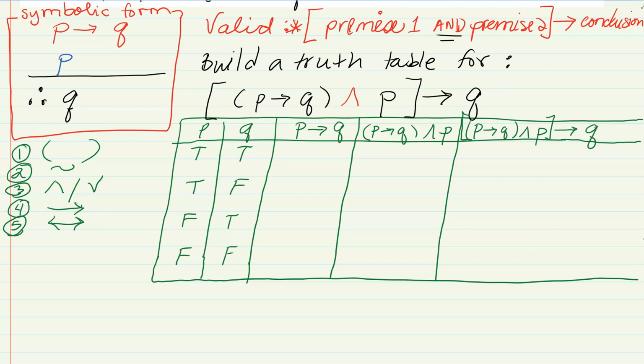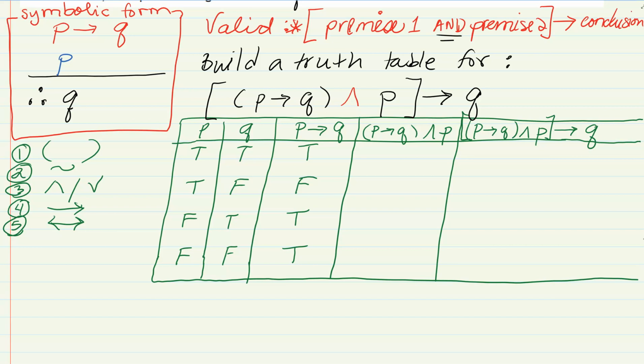Now let's fill in this table of truth values. True implies true is true. True implies false is false, because if the hypothesis happened and the conclusion did not, the conditional statement is false. And false implies anything is true. If the hypothesis did not happen, anything goes for the conclusion. Your original conditional statement is still true.